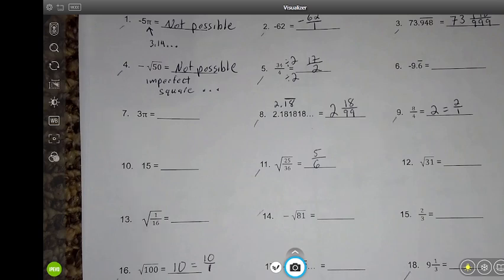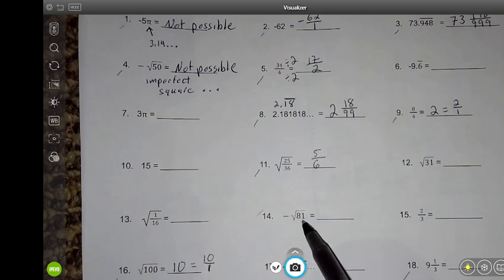Alright, number 14 is similar to number 4 and 16. The only thing is there's a negative on here. Is the square root of 81 a perfect square? It is. You can rewrite it as a fraction, just like number 16. Just remember to stick a negative on there.